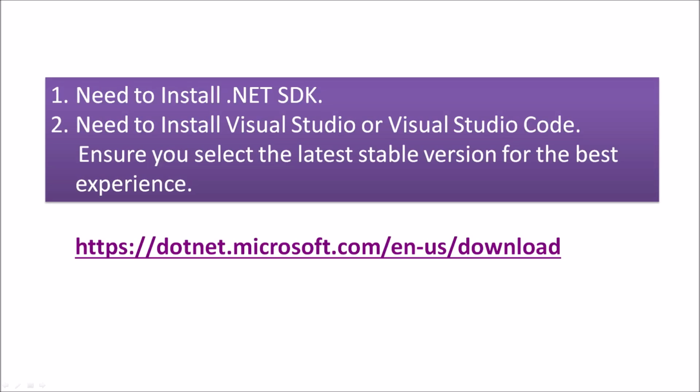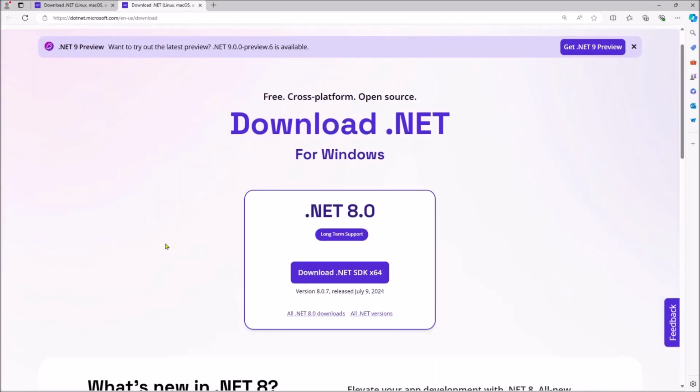Open your browser and navigate to this page. This is the .NET SDK download page. You can download the .NET SDK by clicking this download button. Actually, this is the latest version and it has been released on July 9, 2024. Ensure you select the latest version.